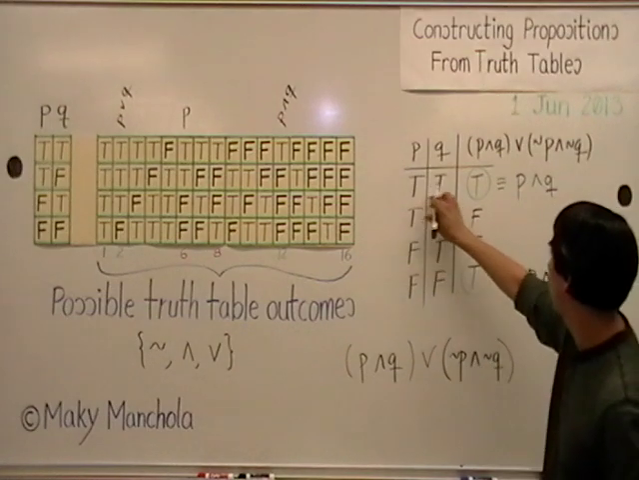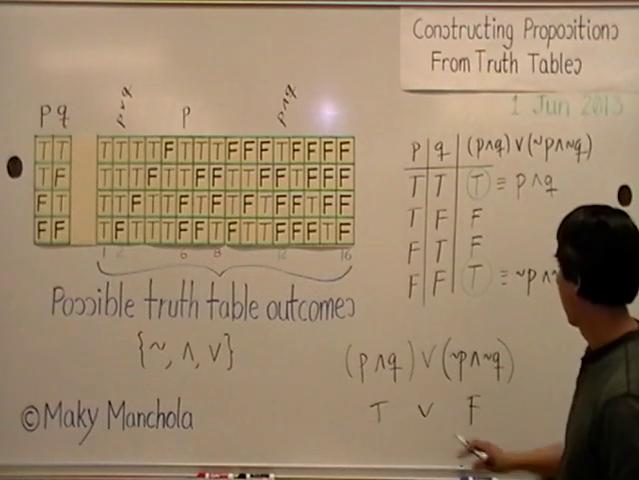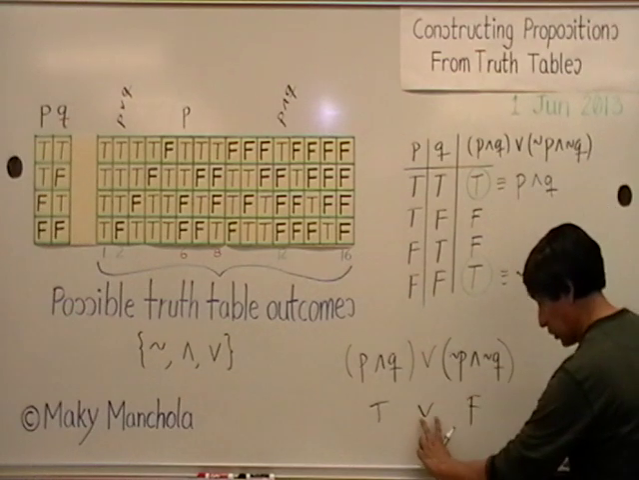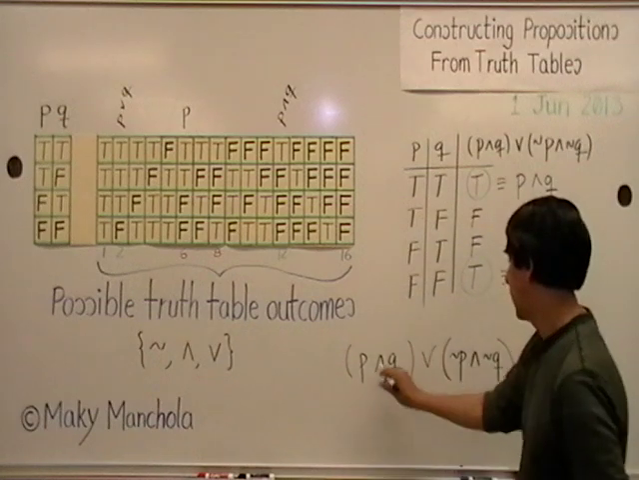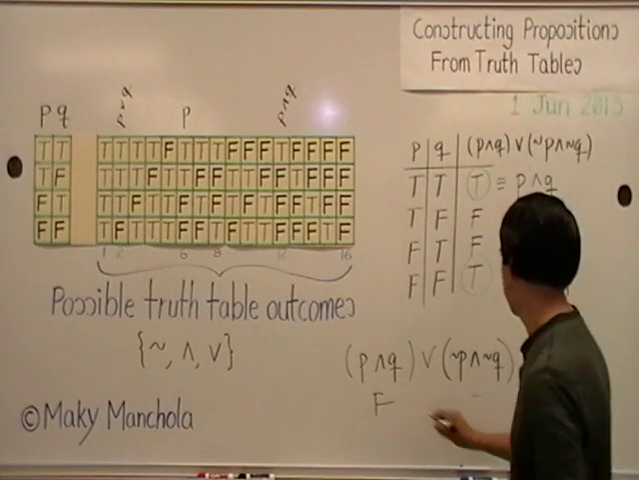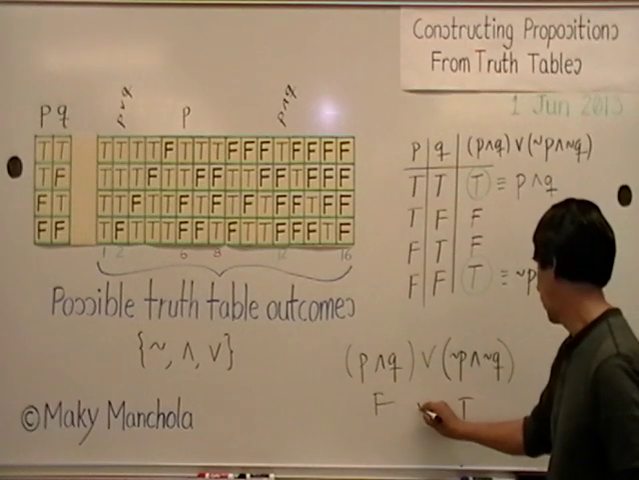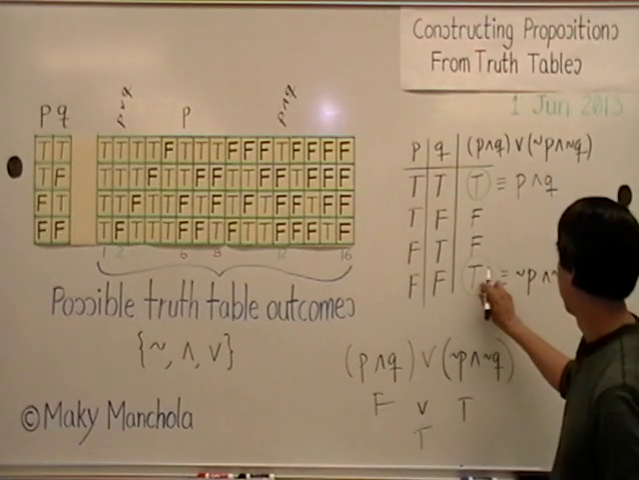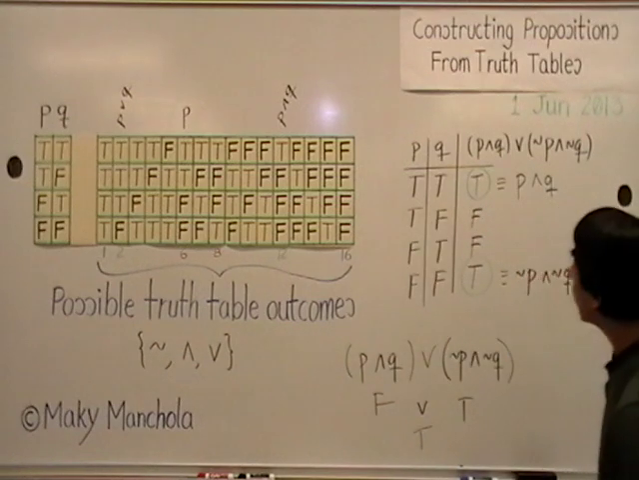So in the first case, true, true, this guy is true, this guy is false. The result is true because true or false is true. In the last case, this guy gets turned off, is false, but this guy is on because of the way we constructed it. So you have false or true, which is true. The other two cases, both are off, so you get false, false.